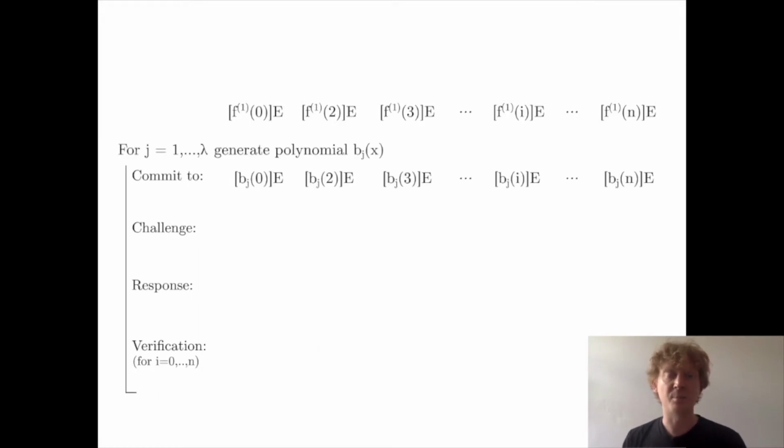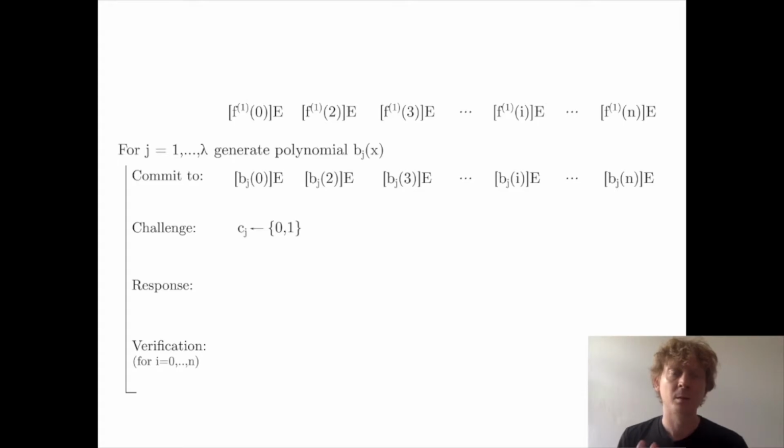So to this end, the prover, or player 1, generates a random polynomial b of the same degree as f and then commits to b at positions 0 through n. The challenge of this protocol is simply a binary challenge, and in order to make the soundness error negligible, we therefore need to repeat the protocol multiple times, as indicated by the for loop, and lambda represents some target security level.